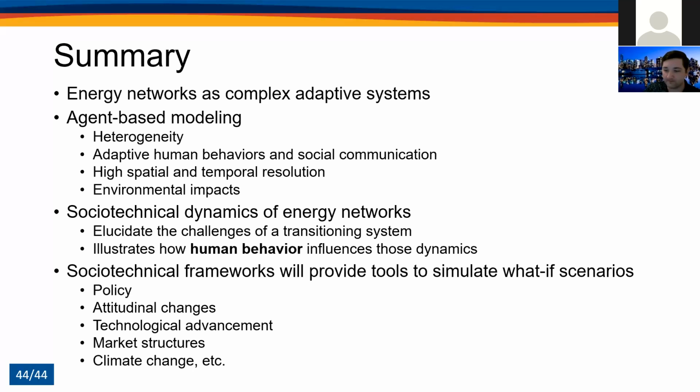Okay, really important. Now, socio-technical, I'm speaking very broadly here, but socio-technical frameworks will provide tools to simulate what-if scenarios for a range of policies and for attitudinal changes, technological advancement, market structures, and climate change perspectives. And ladies and gentlemen, thank you so much for your time. Maybe I want to respond to a few comments that I know you'll probably have.